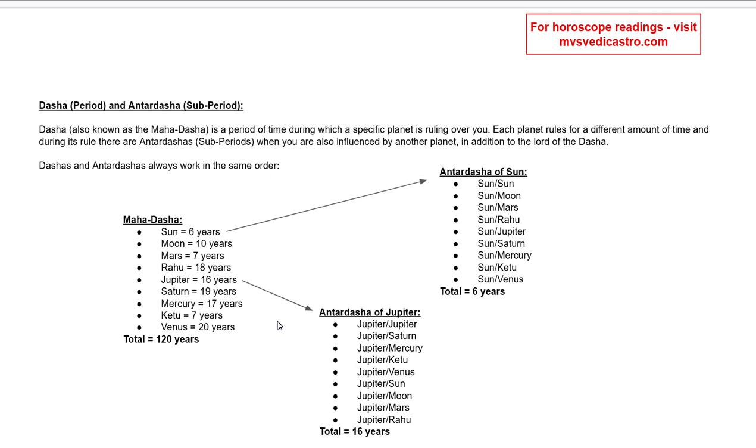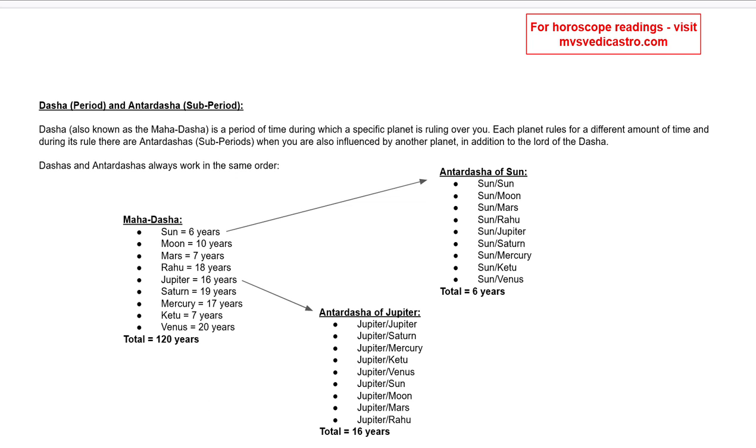Jupiter-Venus, Jupiter-Sun, Jupiter-Moon, Jupiter-Mars, and Jupiter-Rahu. So once you get to Venus, it doesn't end. You sort of go back to the top. So after Jupiter-Venus, we went back to Jupiter-Sun, then Moon, then Mars, then Rahu. So that order never changes.